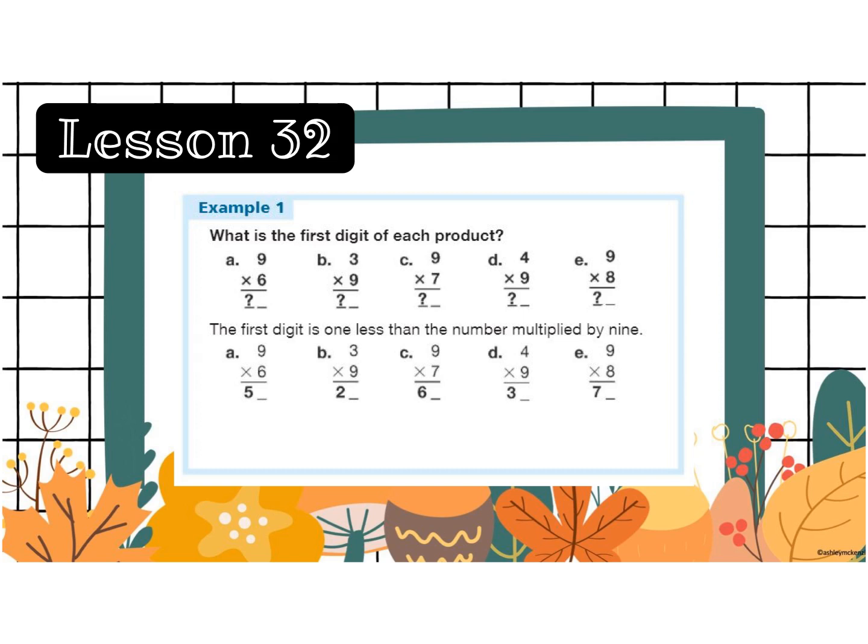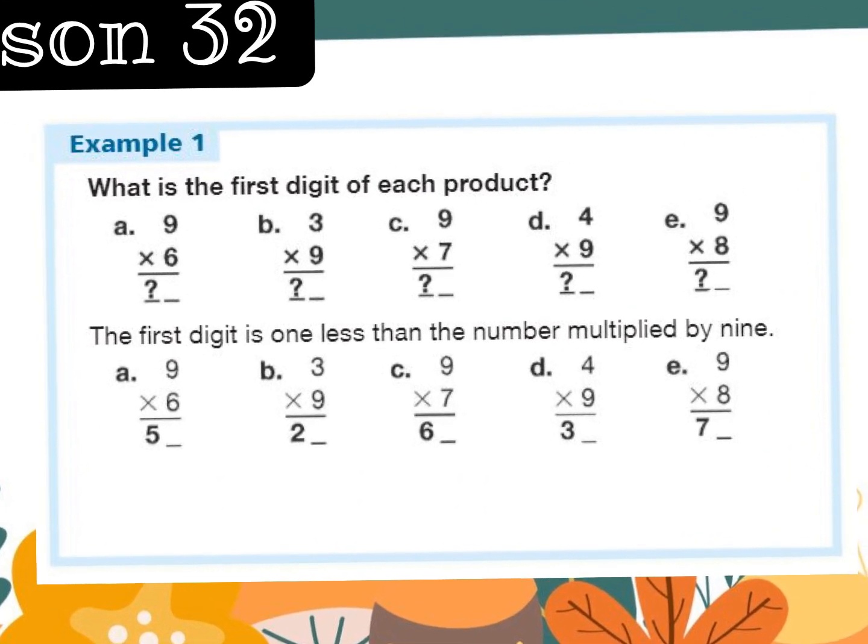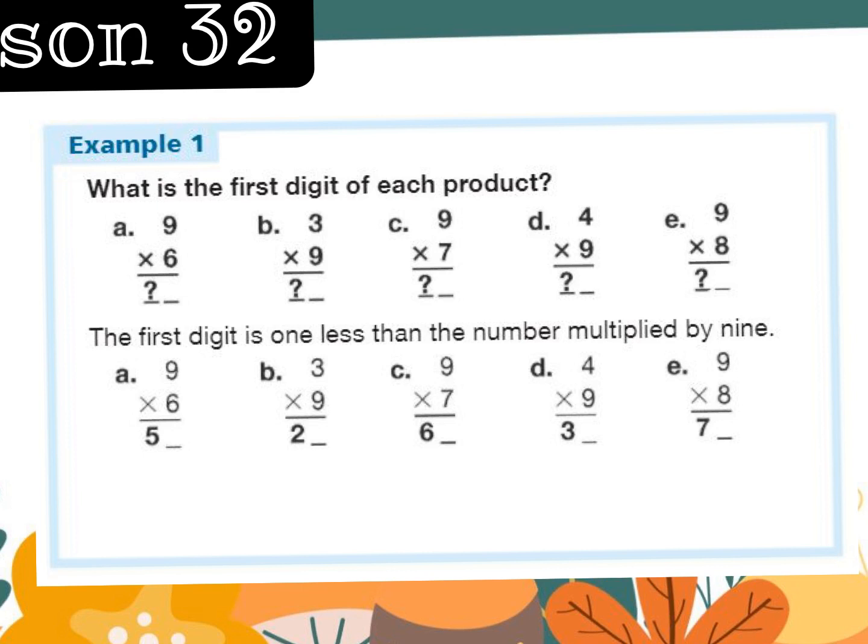Okay. What is the first digit of each product? So based on that first pattern that we just talked about, if the first digit of each product is 1 less than the number you're multiplying 9 by, then what would the first digit be in A? 50. It would start with the 5, right? Okay, we're only wanting the first digit of each product. Okay, what about 3 times 9? It would be a 2. C, a 6. D, a 3. And E, a 7. The first digit is 1 less than the number multiplied by 9.